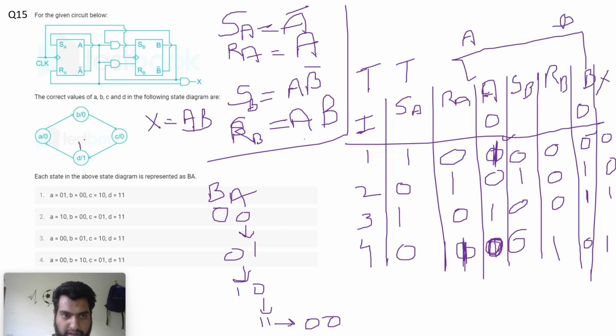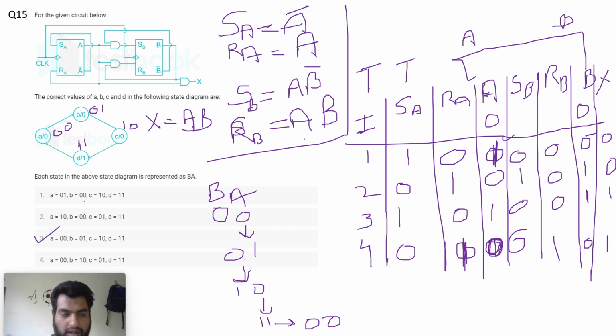So D is 1 1, and this is going to 0 0, this is going to 0 1, and this is going to 1 0. So A is equal to 0 0, B is equal to 0 1, C is equal to 1 0, and D is equal to 1 1. So option 3 is the correct answer.